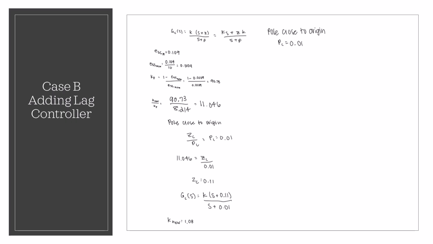So ZC over PC, and our PC equals 0.01. I set that equal to what we solved for, Kp new over Kp, or Kp over K new, to get 11.046. And then I was able to solve for ZC.